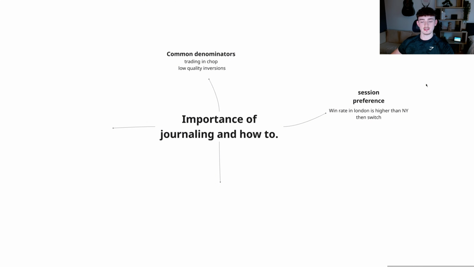Or I trade best from 9:30 to 10 is when I have all my winners, and then all my losers come after 10 o'clock. Well, you're going to want to trade at 9:30 to 10 and then stop trading after 10. So it's just stuff like that. You pick up common denominators to alter your trading, and essentially realize how to worm out those bad habits that you have. And even I like to journal what I actually did before I traded as well, to understand where my head was at, and especially with emotions.